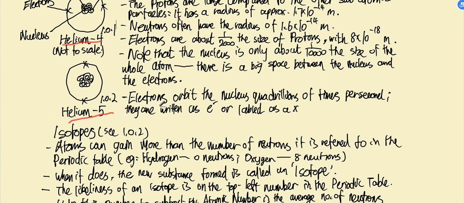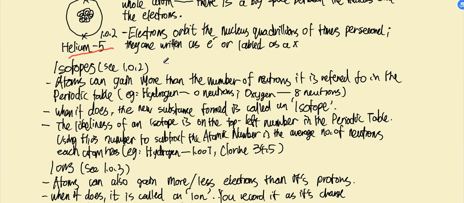And yes, electrons can be labeled as an E- or an X. The E- is used in equations, and the X is used on diagrams. You don't use X's in scientific equations.